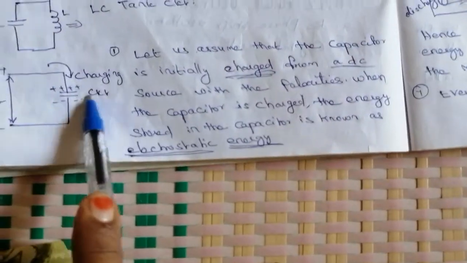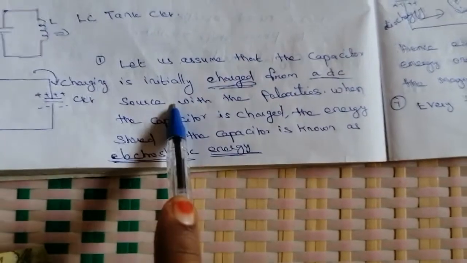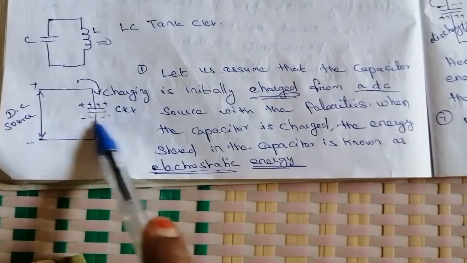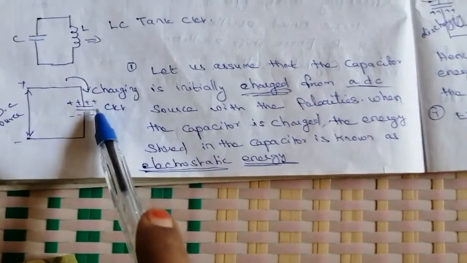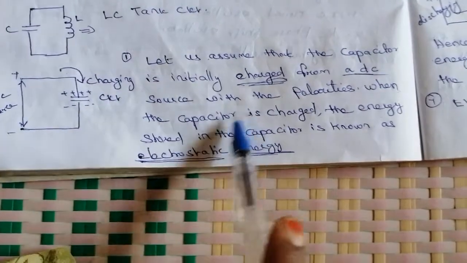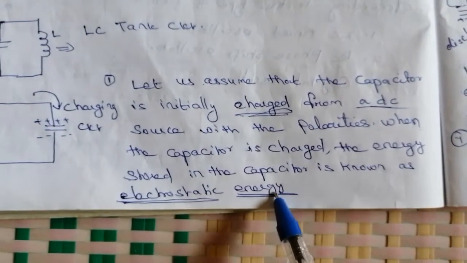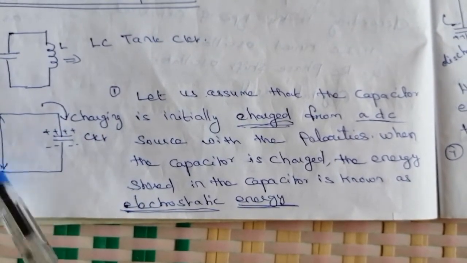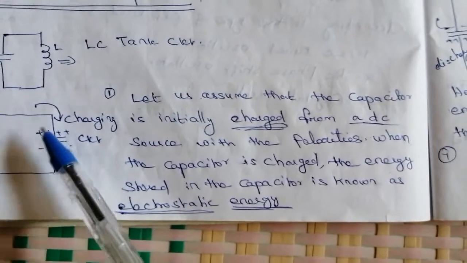First, consider the capacitor. Let us assume that the capacitor is initially charged from a DC source with the polarities like this. There is positive on the upper side, and the lower plate has negative polarity. When the capacitor is charged, the energy stored in the capacitor is known as the electrostatic energy.